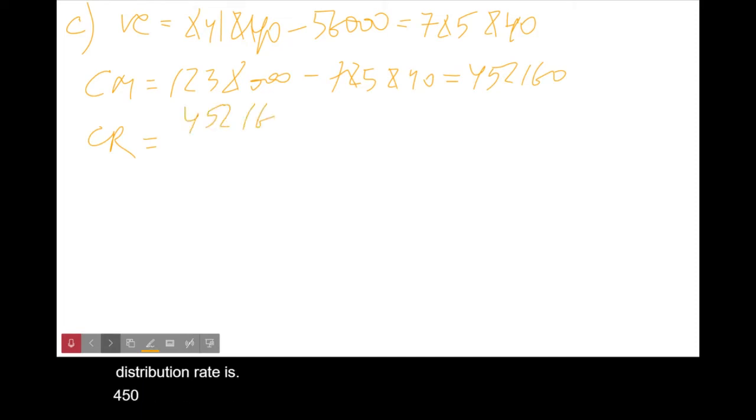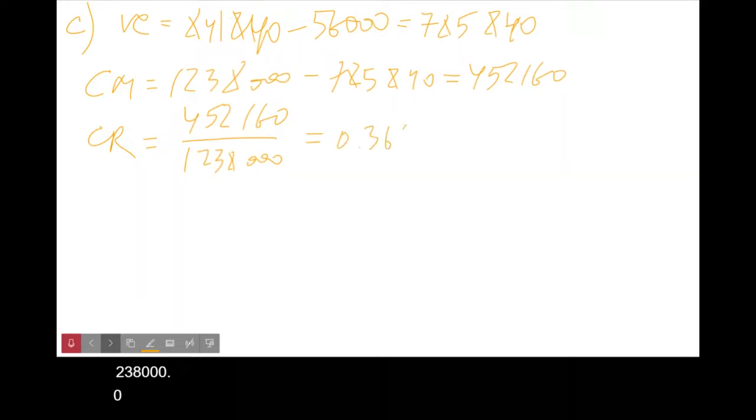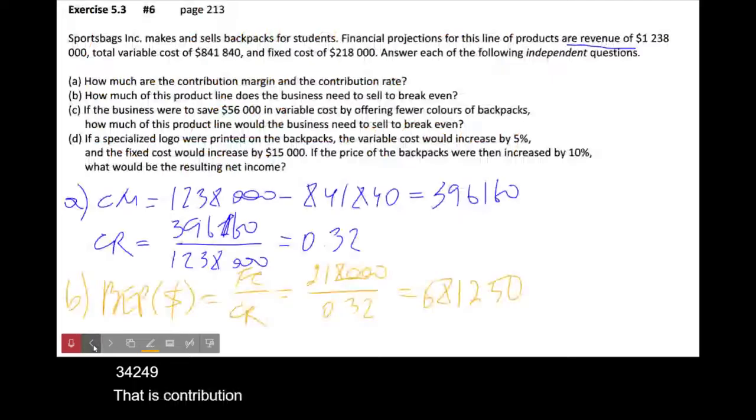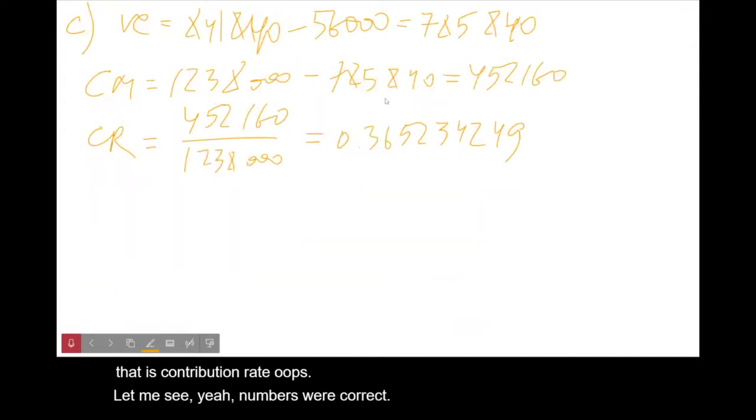452,160 over 1,238,000. That is the contribution rate. Let me see. Yeah, numbers were correct. So please confirm my answers.